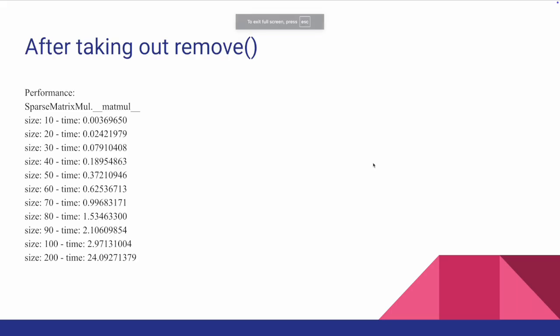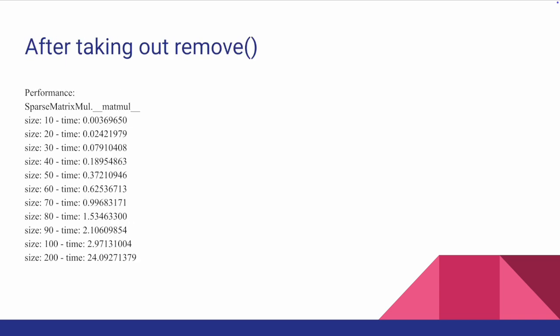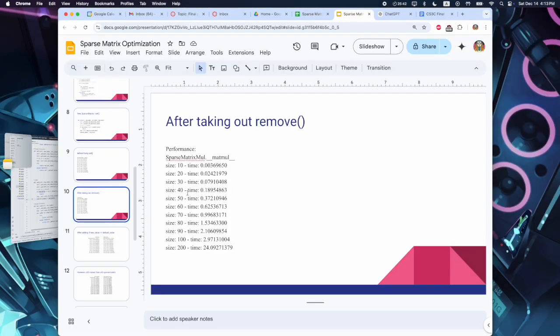So after fixing that, these are the numbers. It's much better, right? 500 or 450 seconds to 24 seconds. But it was still slower than mat_mul with linked lists. So I looked for any other problems.